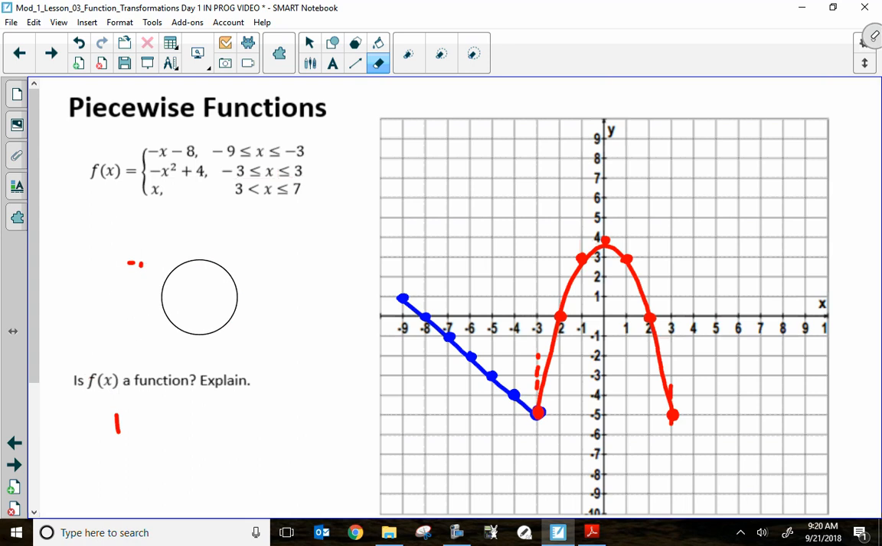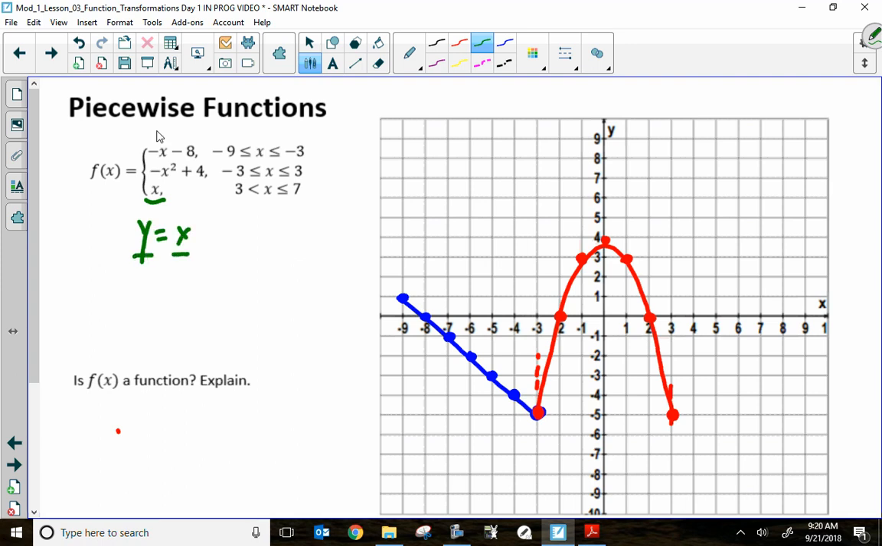Now, let's take a look at the last one. I'm going to graph y equals x. Whatever x is, that's what y is. Okay? That's our identity function. From 3 to 7. Okay, so we're going to go from 3 to 7. Again, you don't have to do this. I'm giving you a visual, and so forth. In between that area, with the two dashed lines, I'm going to graph the equation y equals x.